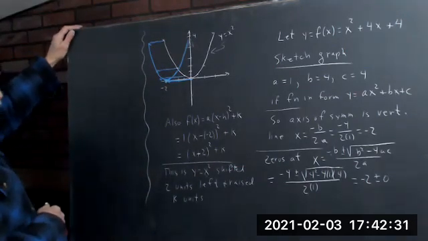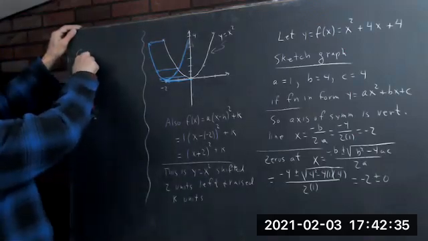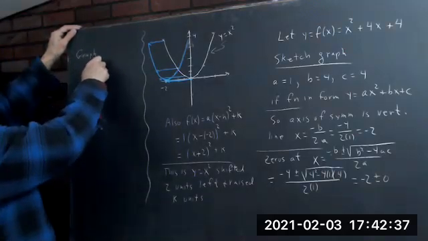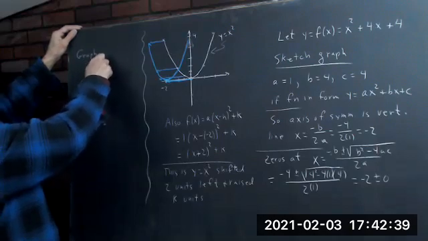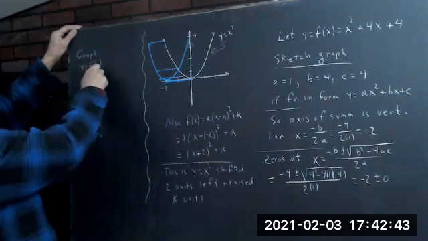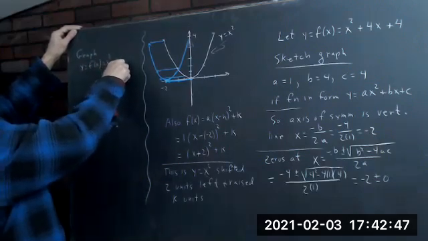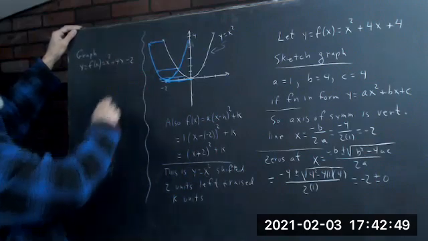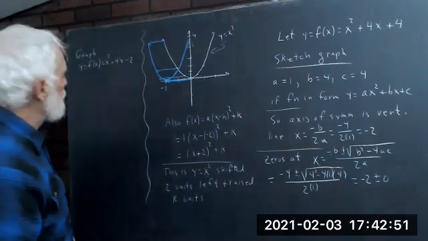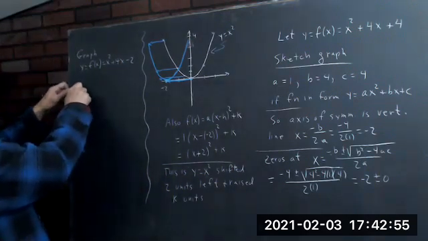Now, I don't have a lot of room here, but let's just see what happens when we graph y equals f of x equals x squared plus 4x minus 2. Well, let's find the zeros.